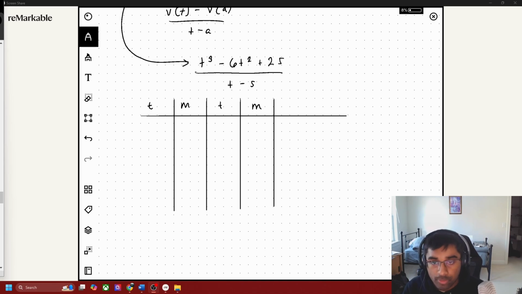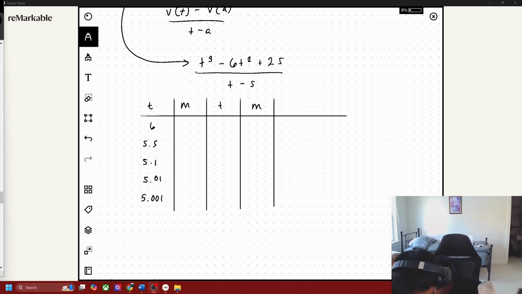All right, hello, I've made the table. So what we can do now is, once again, plug in values that get closer and closer to 5 from both sides of 5. So let's start with values that are greater than 5. So let's start with 6, 5.5, 5.1, 5.01, 5.001, and just to be really accurate, and just for the fun of it, 5.0001.